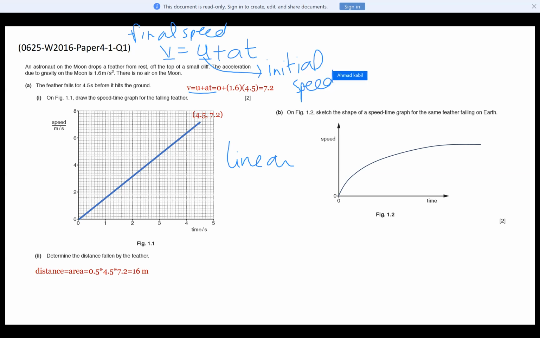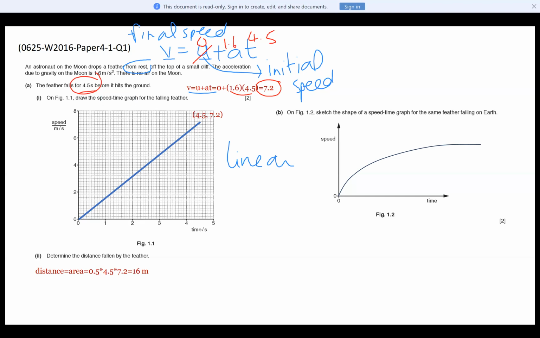So we want to get the final speed, and we know that it is dropped from rest. So from rest is a keyword here, and it tells us that U is 0, the initial speed is 0. And the acceleration is 1.6, and the time is 4.5 seconds. So all we have to do is multiply 1.6 times 4.5, and we get the final speed of 7.2. So when the time is 4.5, the speed is 7.2.